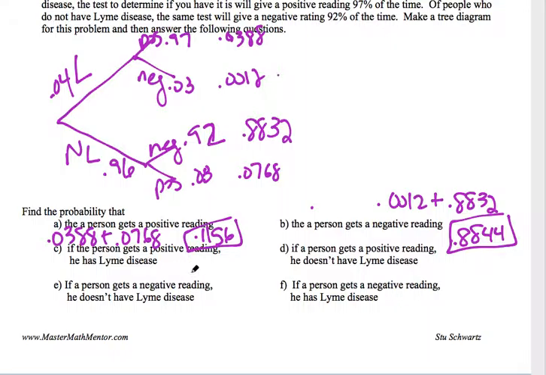Okay, all right. If the person gets a positive reading, he has Lyme disease. So if the person gets a positive reading, my denominator is 0.1156. My numerator is that it gets a positive reading and has Lyme's disease. So right here, 0.0388. And that is 0.3356.